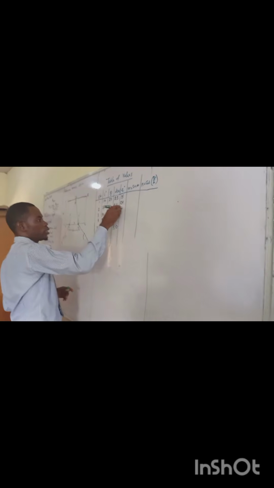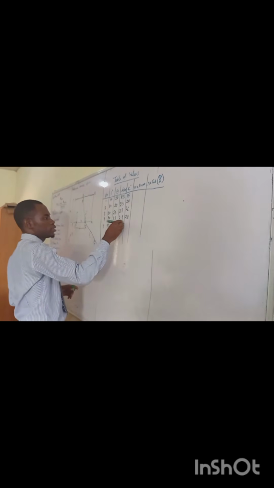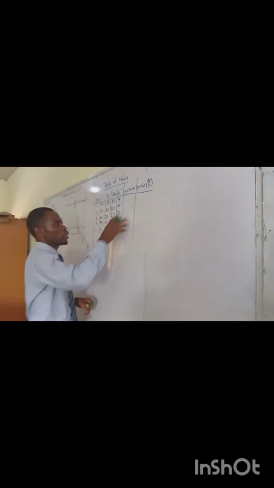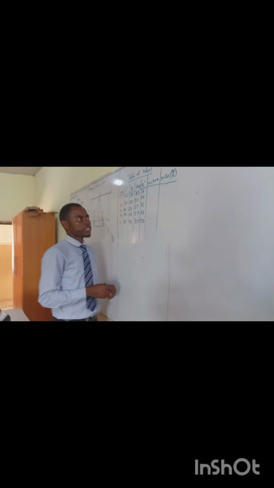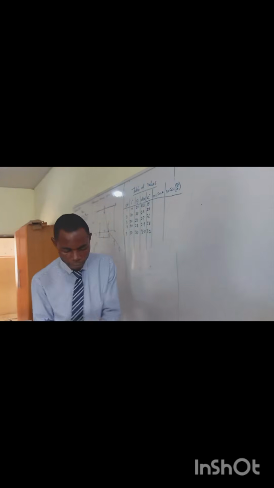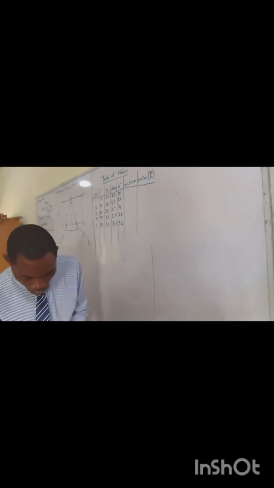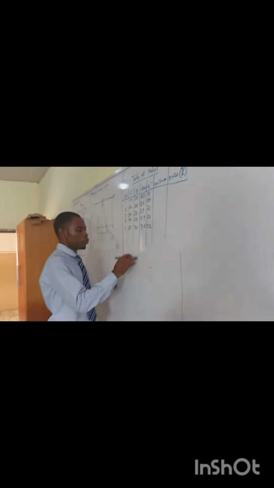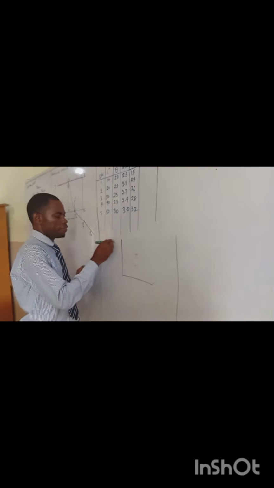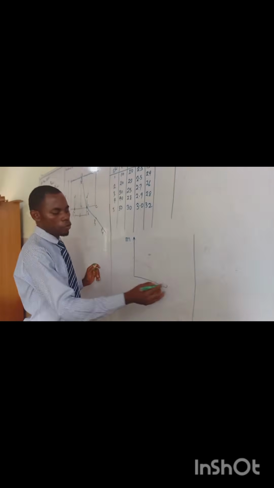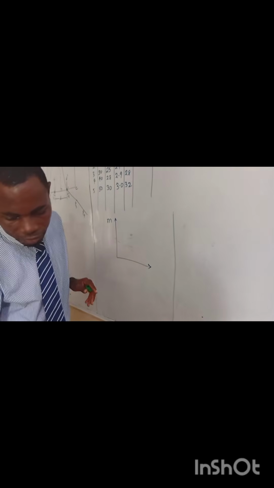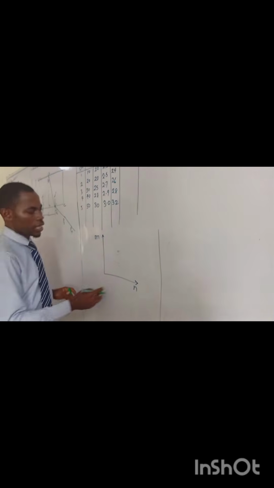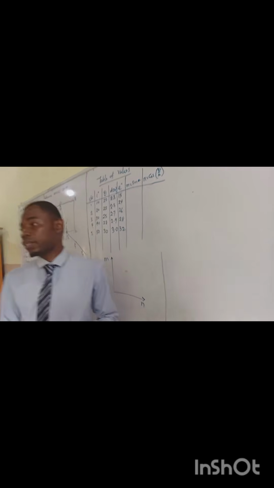Like I said, I want to generate values for you. My E is 15. Let me increase it: 15, 24, 26, 28, 32. So over to you now. Complete this table. When you complete this table, then we are asked to plot a graph of M on the vertical axis, and you plot the graph of N on the horizontal axis.